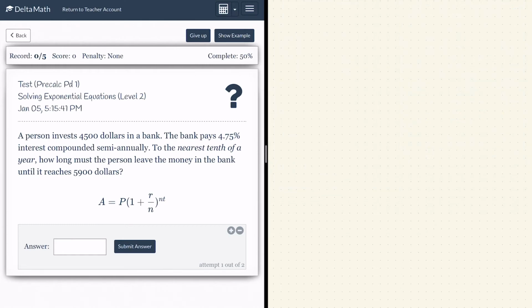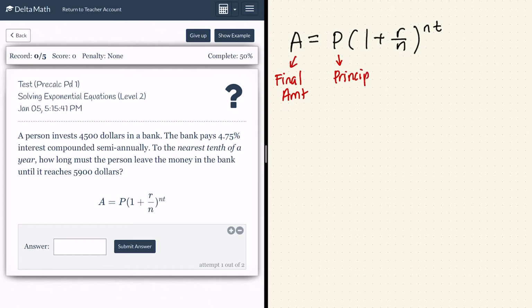All right, so first off, let's copy down the compound interest formula, which states that A is equal to P times 1 plus R divided by N raised to the power of NT. So A is the final amount. P is the principal amount, aka your initial amount. R is the rate. N is the number of times you compound within a year. And T is always the number of years.